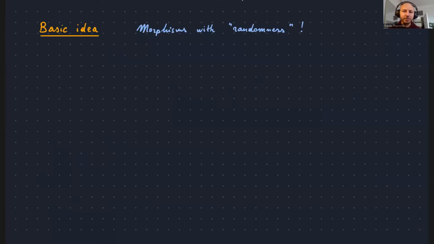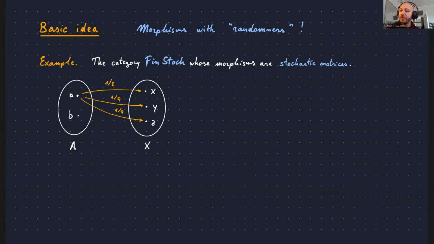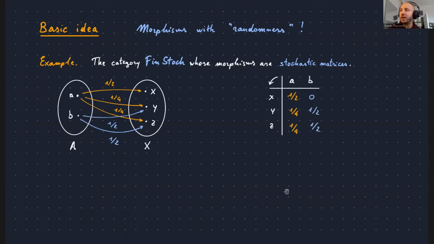So before we get to the main definition, let's look at some main examples. The simple example is FinStoch, which is the category of stochastic matrices. What does this look like? Imagine two sets, and you see from each point of A, we can transition to points of the set X with different probabilities, and have this for each point. This construction is known as a stochastic matrix, which you can see as a matrix having all the elements taking values between 0 and 1, and where all the rows sum to 1, or all the columns, depending on your convention. Okay?